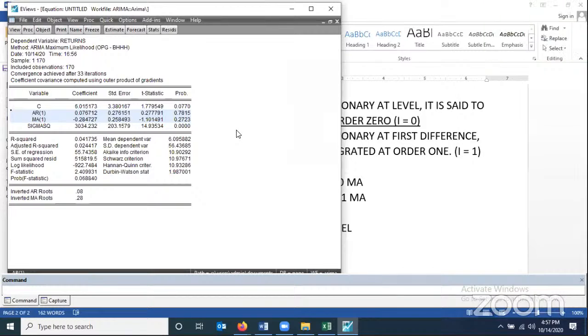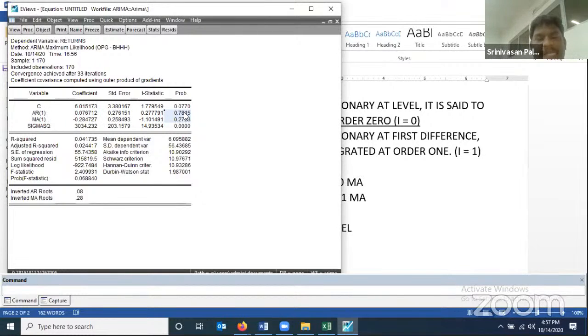No, sir. Look at the probability value. So this model is not the best model. Because what is our aim? What is the basic logic behind the ARIMA model?